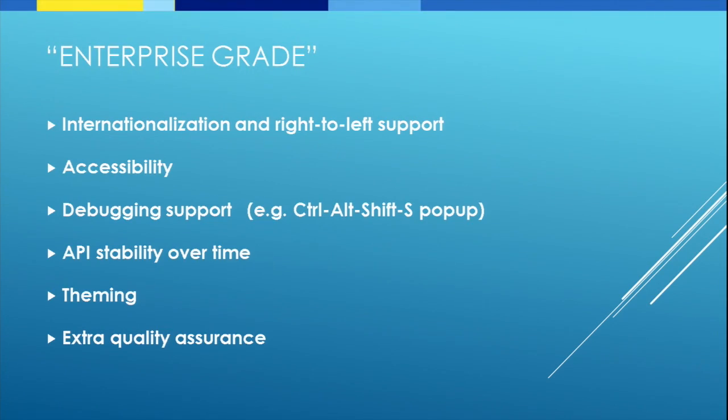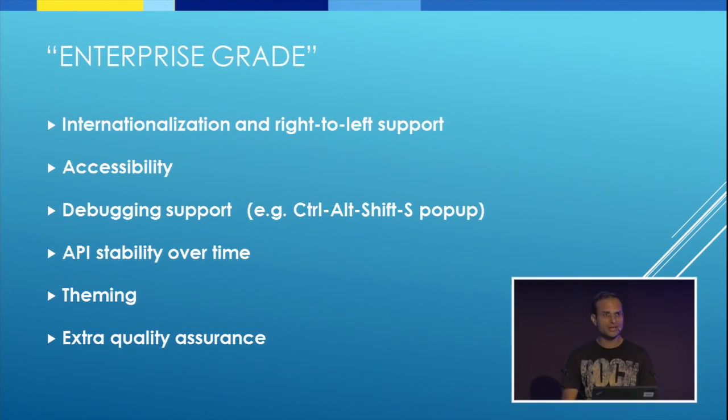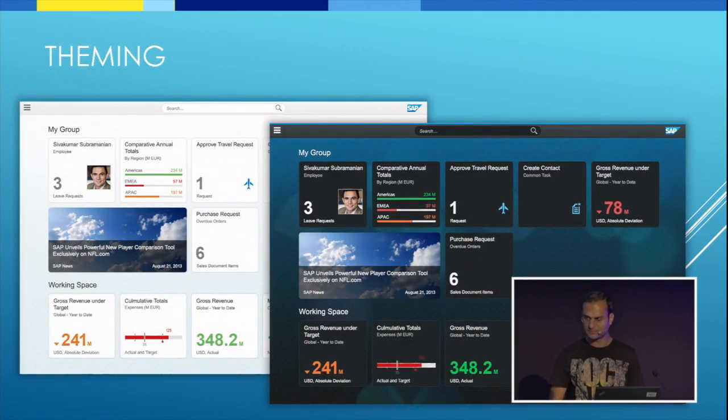So what's enterprise grade? It supports internationalization and right to left. It supports accessibility, has debugging support. The API remains stable over time, of course, because enterprise users are very specific about that. It has the capability to theme the application very easily. You can change colors very easily just by changing one variable. It uses LESS in the background, so it's pretty easy to configure all the shades.